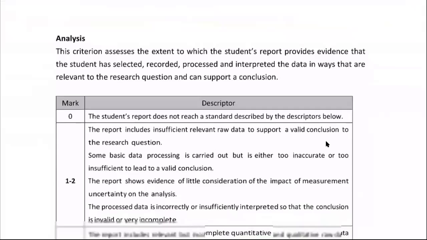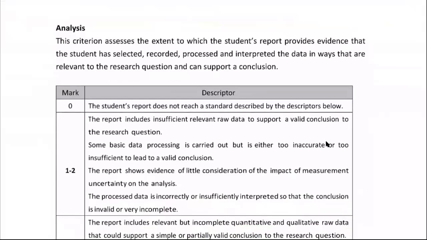All right, into the analysis section, it says this is the extent to which the student's report provides evidence that the student has selected, recorded, processed, and interpreted data in ways that are relevant to the research question and can support a conclusion. So that's multiple parts here. So it has to be relevant to your research question. So always go back to your research question as what you're doing relevant to that. And you're supporting a conclusion, okay?